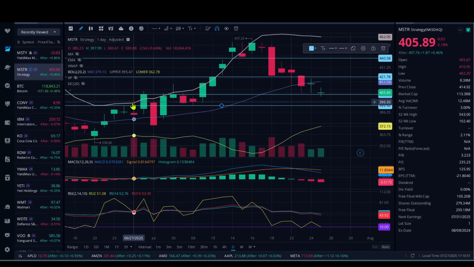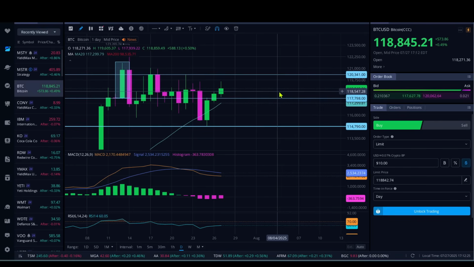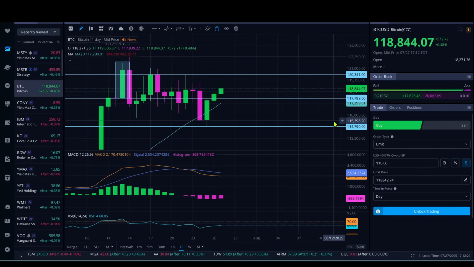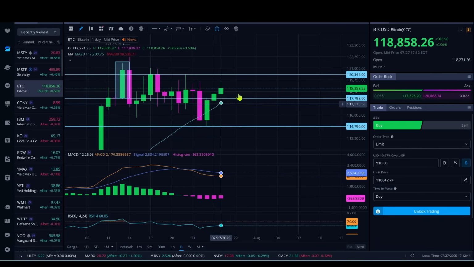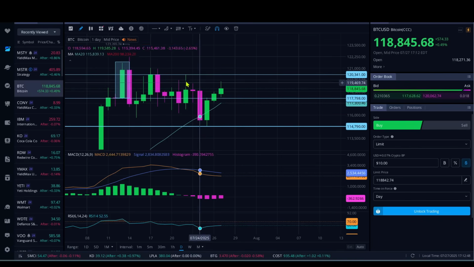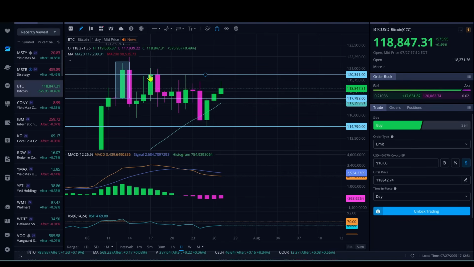So let's just check out Bitcoin and let's see where it's at. All right, so we're looking at Bitcoin now. And I do have this bottom line here drawn in as a bit of a support line, right? That's where it did come down to. So we're going to call that our support line. And we're going to use this line here as our resistance line. It did come up to this point here. It looks like it did close about at that point.